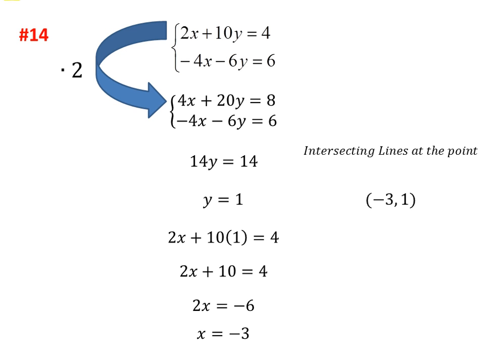And the question was asking, are these lines coincident? Are they parallel? Or are they intersecting? And the answer to the question is that these lines are intersecting at the point negative 3, 1, which is why we have this right here. Sorry for having that show up earlier. So your solution is negative 3, 1. They are intersecting at the point negative 3, 1.